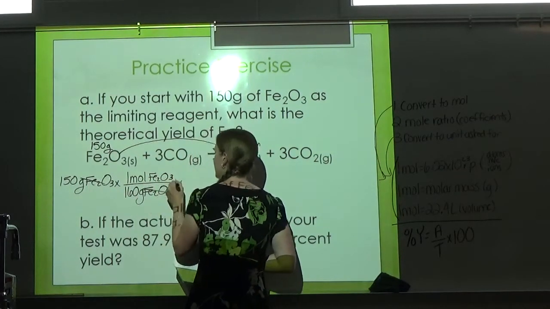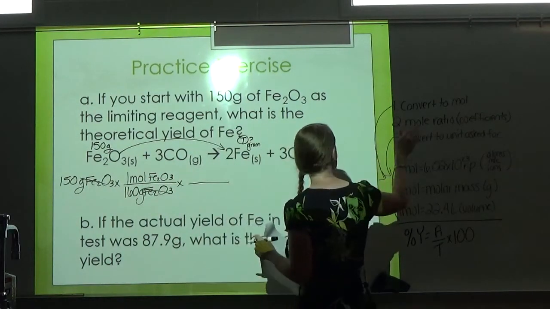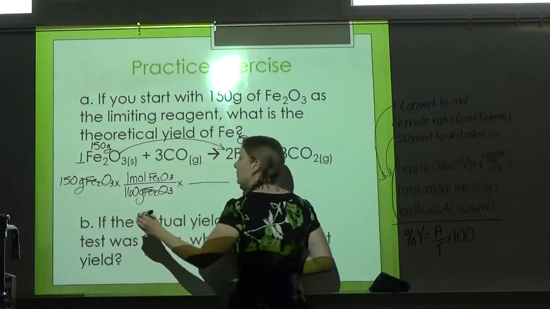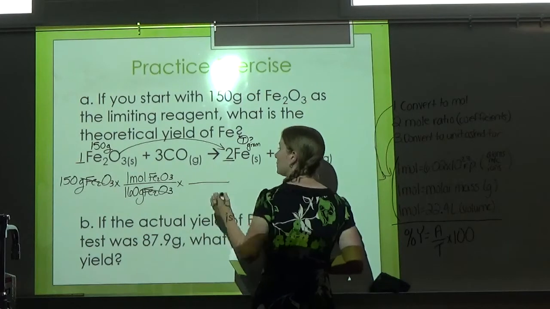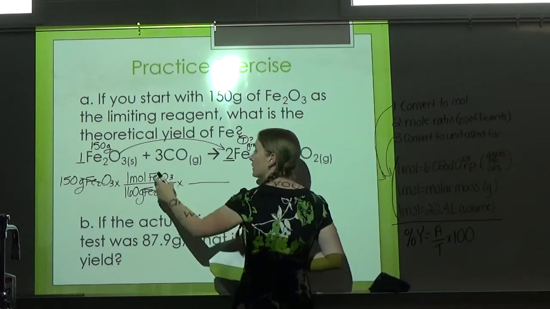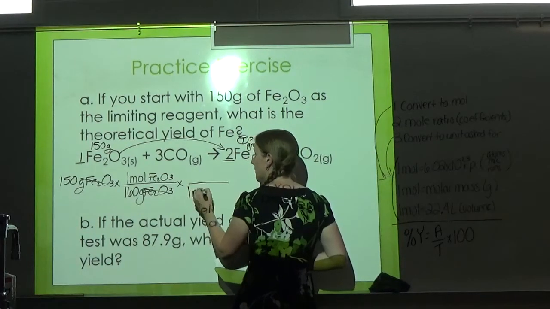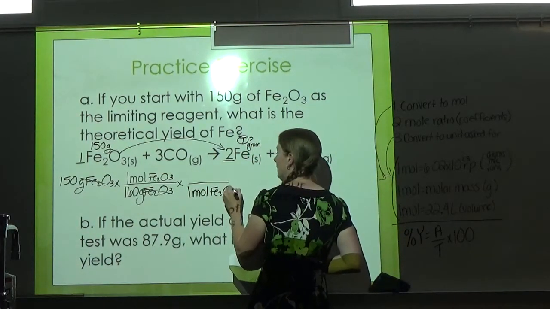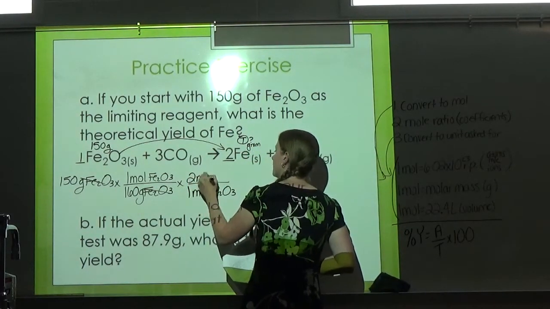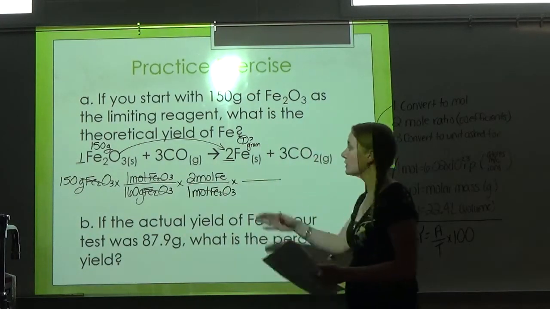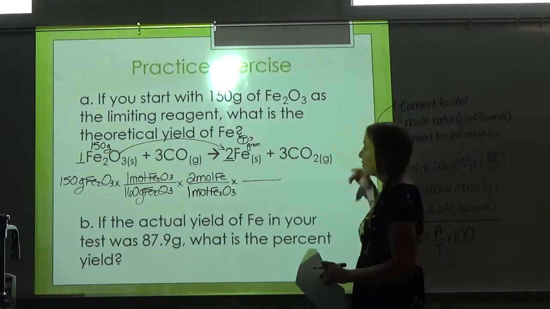So my grams cancel. Next step, of course, is mole ratio, using some coefficients here. So I can see that 1 mole of my Fe2O3 yields 2 moles of my iron. I'm going to put the mole of Fe2O3 on bottom because, of course, I'm following golden rule. And that yields 2 moles of iron. So see, now I have officially switched over to iron. And now I just need to finish up.